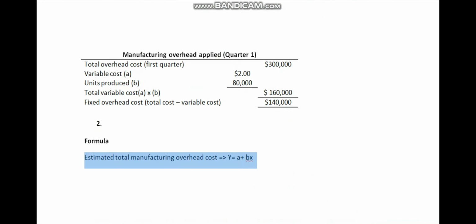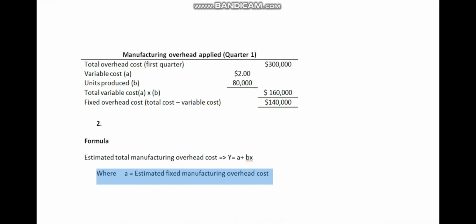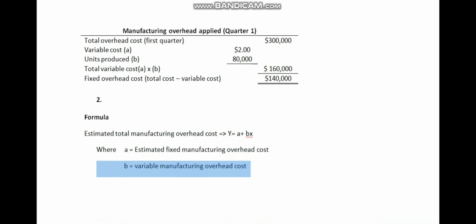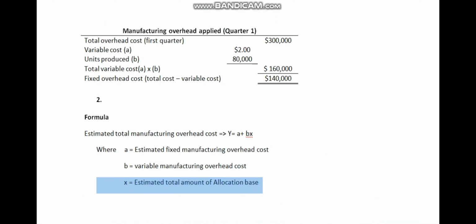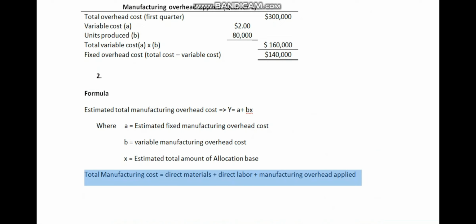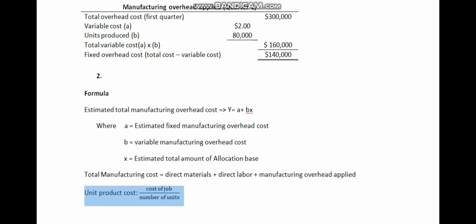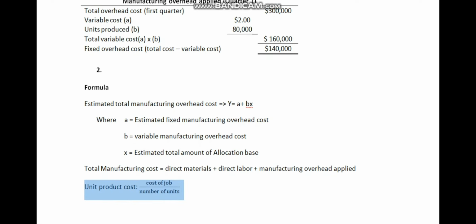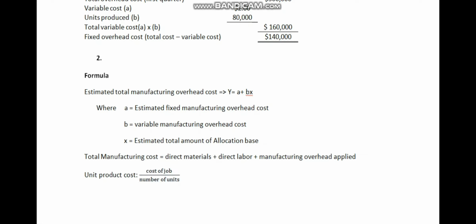The formula we'll be needing is again this estimated total manufacturing overhead cost, y equals a plus bx. a is the fixed part, b is the variable part of the manufacturing cost, and x is the total amount of allocation base. Total manufacturing cost, the other formula we'll be needing, is direct materials plus direct labor plus manufacturing overhead applied. And the unit product cost formula is cost of job divided by number of units. Let's jump to the solution. We're going to solve this one first.